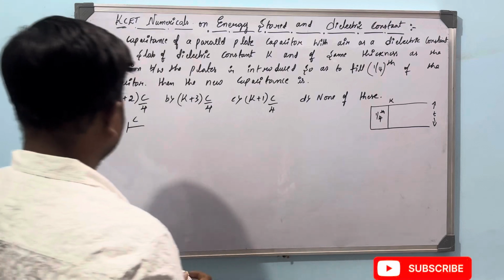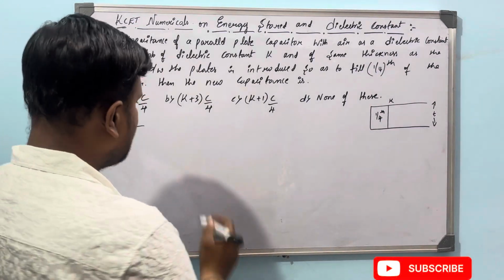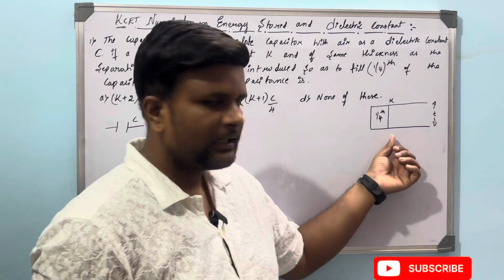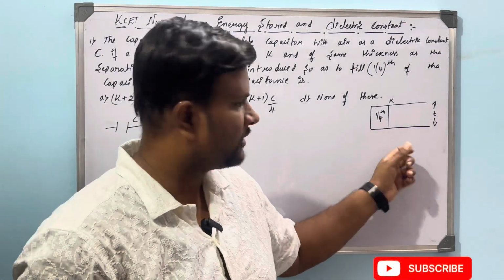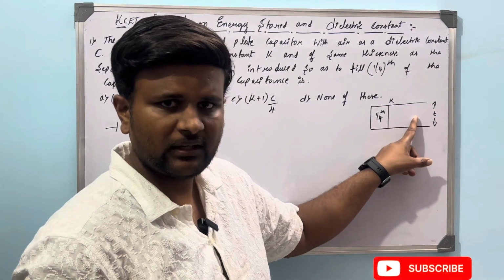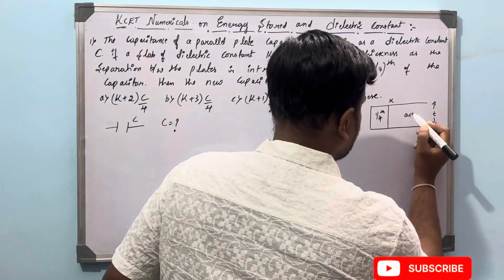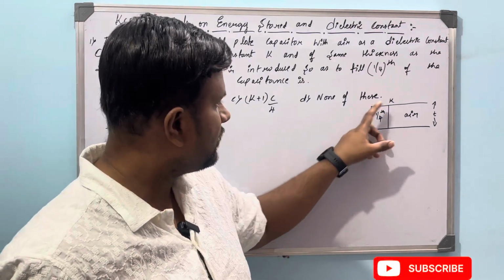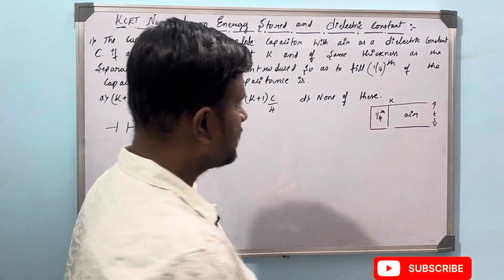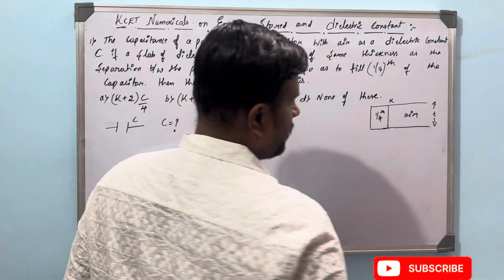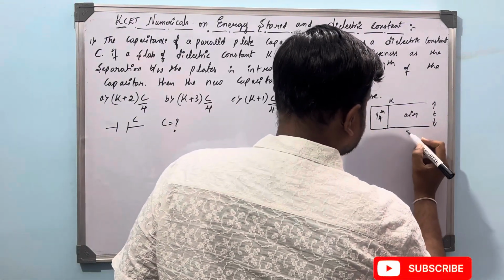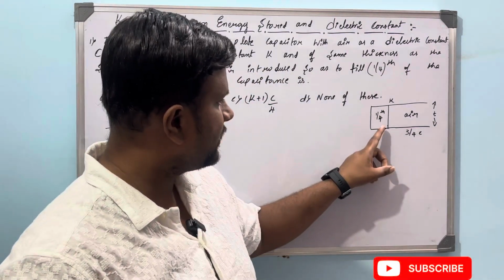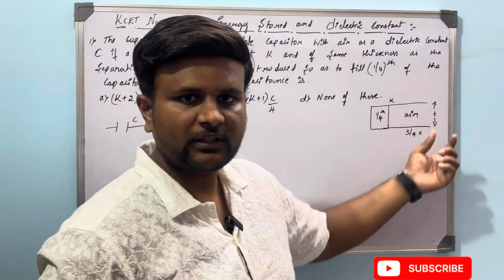Here I need to calculate the new capacitance. I will get two capacitance values: one is due to the air, and another one is due to the dielectric of constant K. If the covered portion is 1/4, then the remaining portion becomes 3/4 of C.